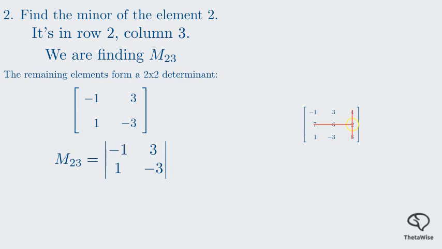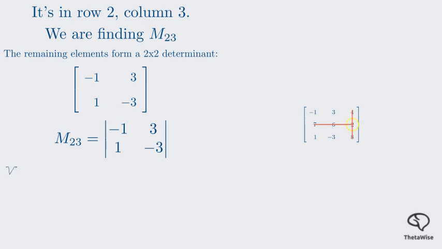Now let's calculate its value. Pay close attention to the negative signs here. We multiply the main diagonal, -1 times -3. From that, we subtract the product of the other diagonal, 1 times 3. -1 times -3 is positive 3. 1 times 3 is 3. So we have 3 minus 3, which equals 0. The minor of 2 is 0.